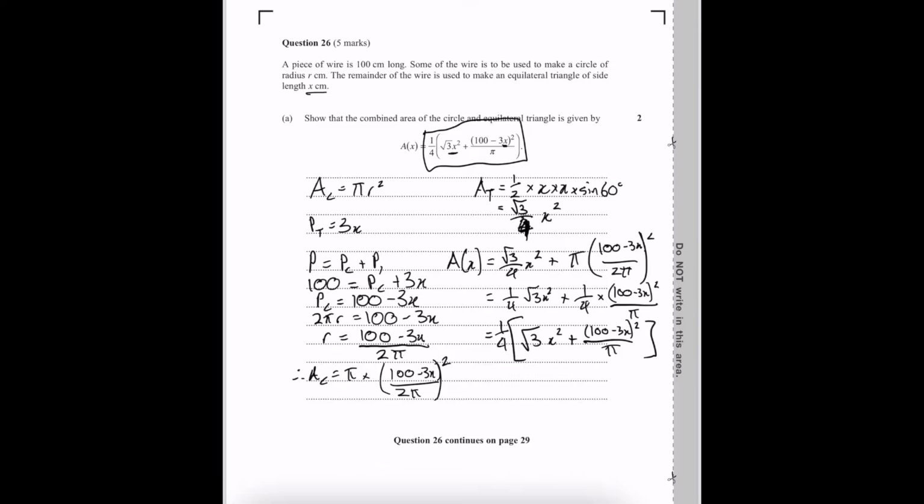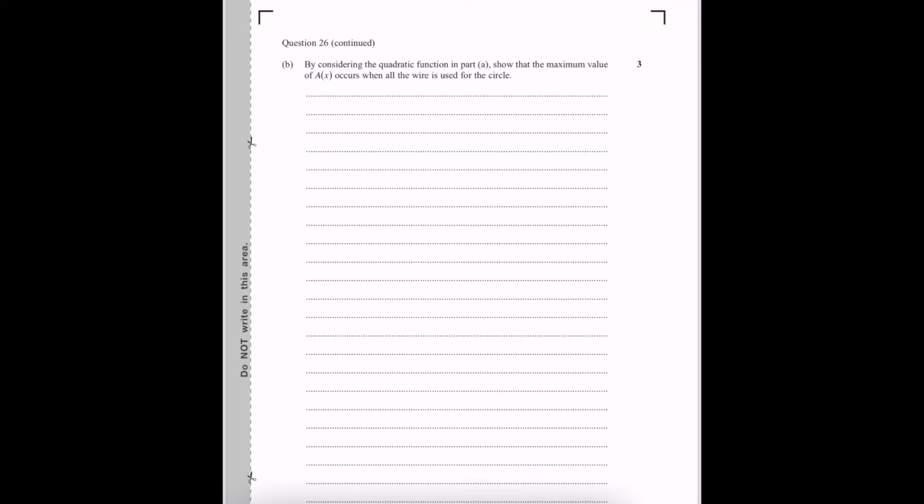So that's part A complete. Part B says, by considering the quadratic function in part A, show that the maximum value of A(x) occurs when all the wire is used for the circle.